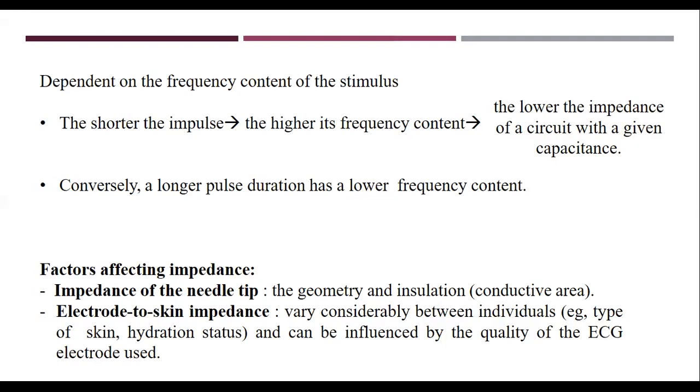Suppose previously, in our PG days, we used a Venflon needle. A Venflon needle is non-insulated, so the current dissipates everywhere and the conductive area will be more. So there will be more false positives when the stimulation happens from the needle shaft. That's why it is always better to use an insulated needle, where the tip alone is non-insulated and the shaft is insulated, so the current will not be conducted through it. And then the electrode to skin impedance varies considerably between individuals, for example with type of skin and hydration status, and can also be influenced by the quality of the ECG electrode.